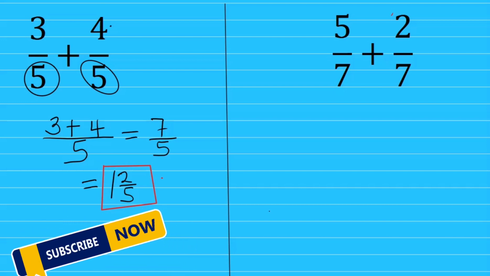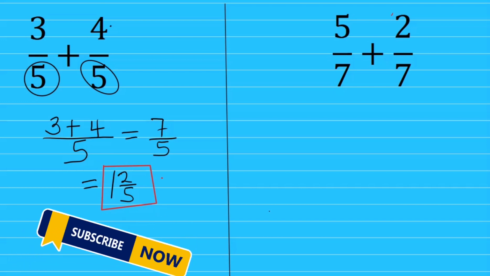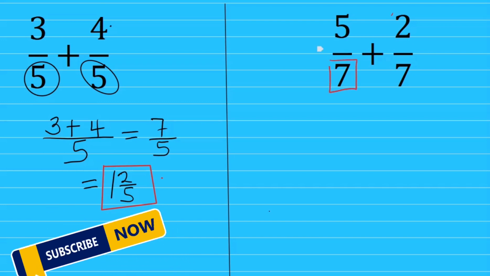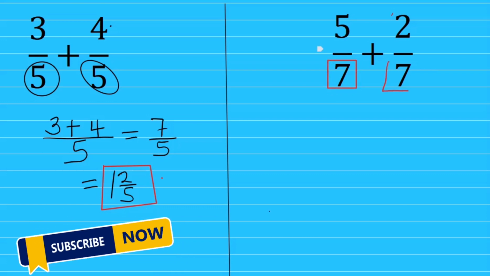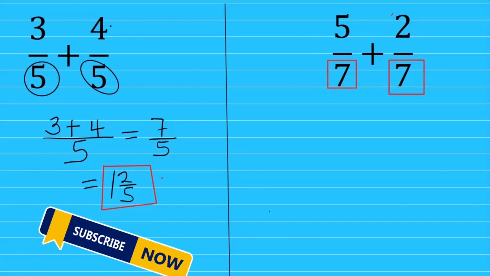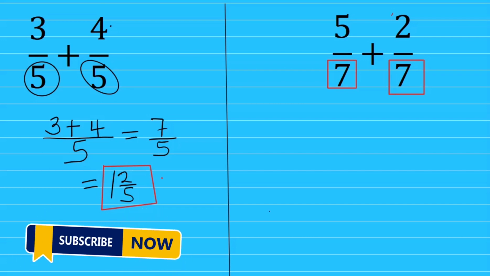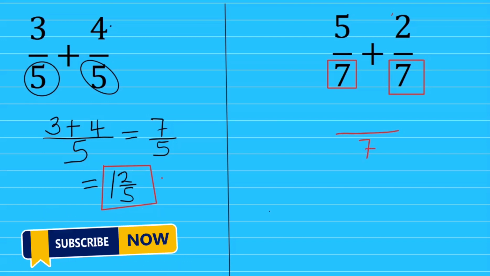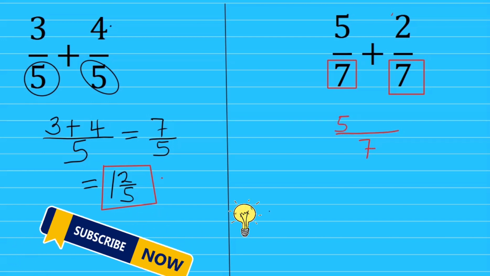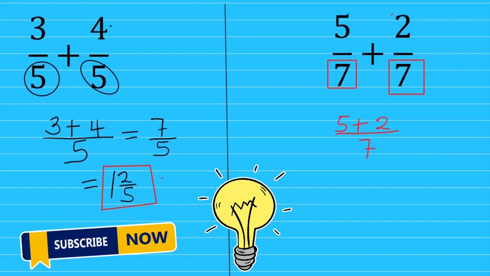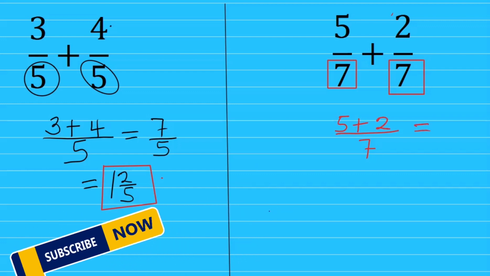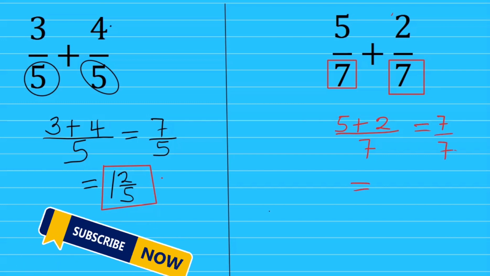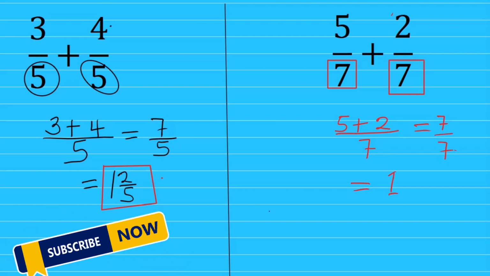As we did earlier, we don't have to go and find any common multiple because they have like terms. So this and this are basically the same or equal. So we write just a single denominator, and then we move to the numerator side, and then we add them. So 5 plus 2 will give us 7 out of 7. You can simplify to get 1 as your final answer.